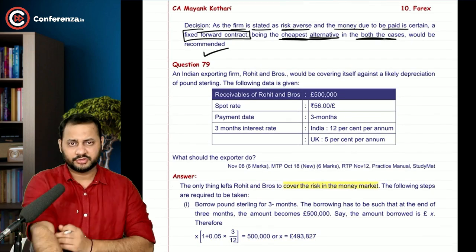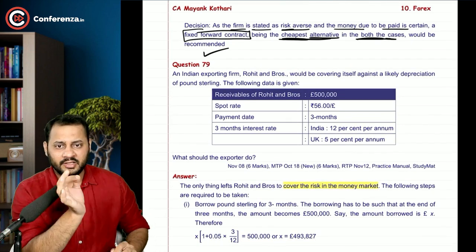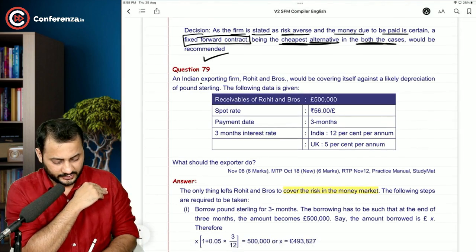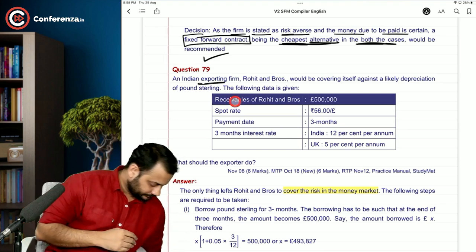See, this is question number 79. An Indian exporting firm. So we have exports here. Just a second.